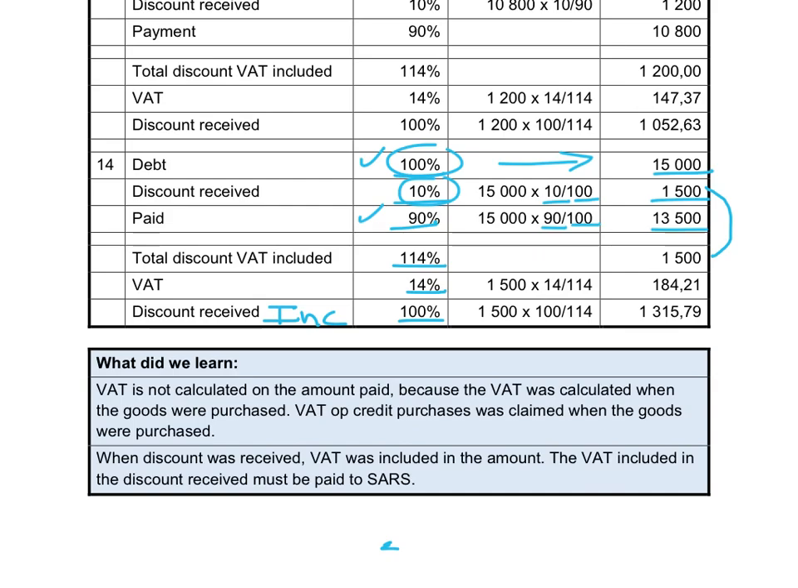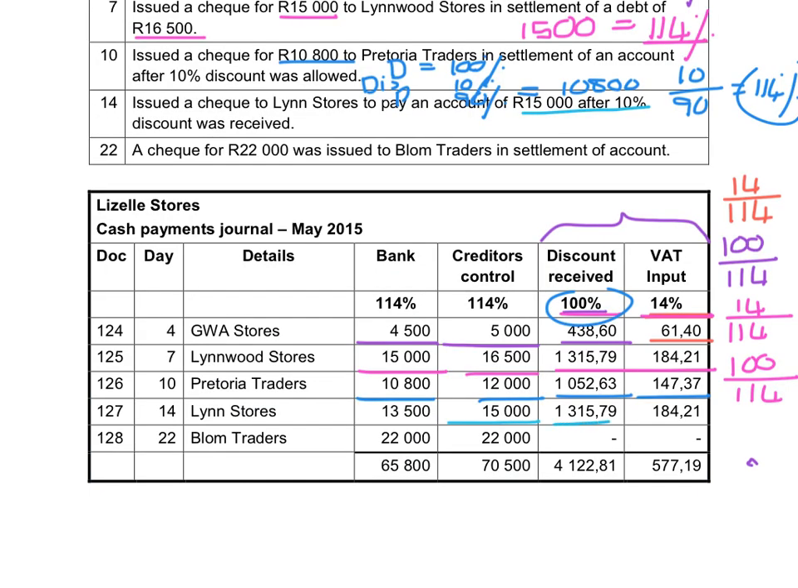If we want to calculate the VAT, it means that we want to calculate the 14, the one that we want, divided by the one that we know, 114, and that will give us 184.21. If we want to calculate the income for the business, so the discount received excluding the VAT, I will take the 100% that we want to calculate, divide by the 114 that we know, and that will give me 1,315.79. So I will just fill in the amounts for the VAT and discount that we calculated now.